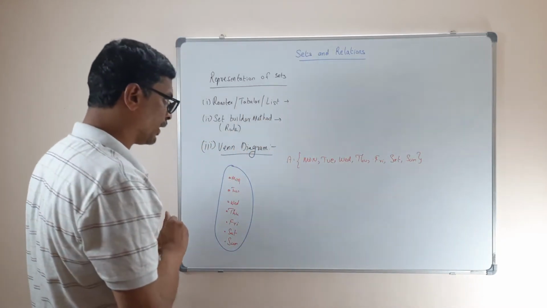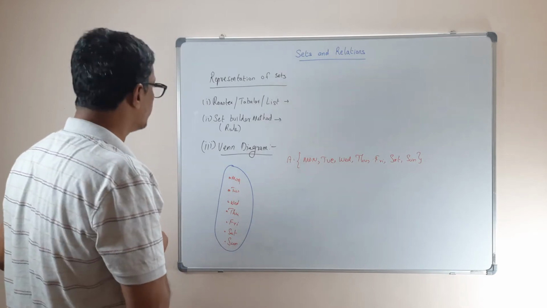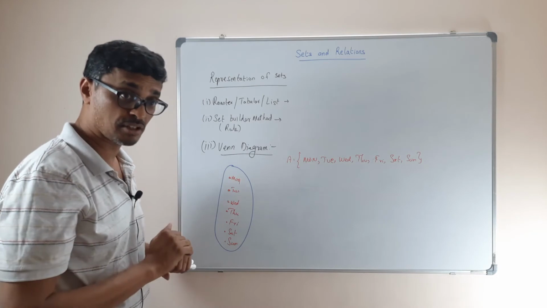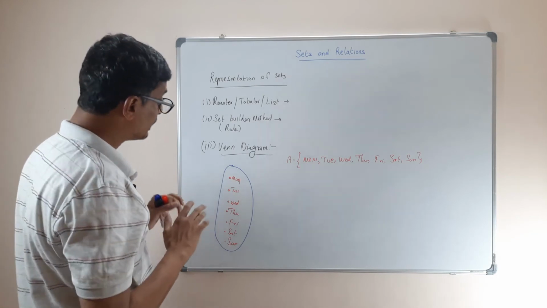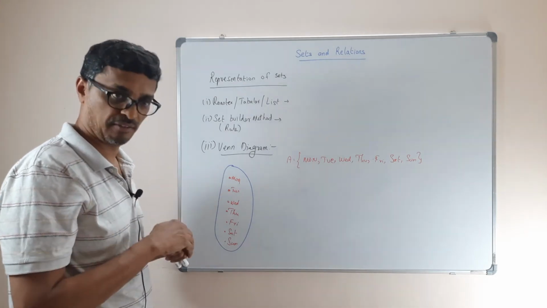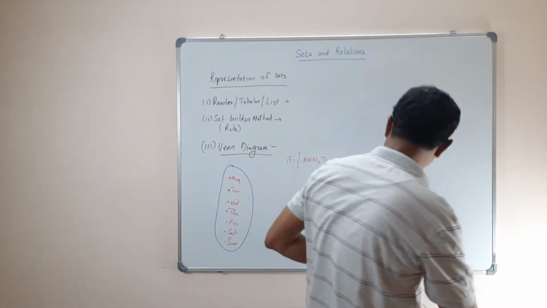Okay, so that way you can represent. These are the three representations of a set. Now, we have defined a representation of a set, so then we can define the types of set. What are the types of set we have? Okay, so let us see that.